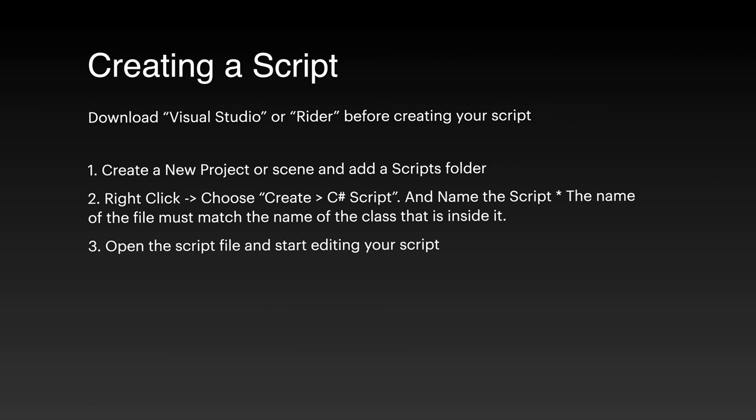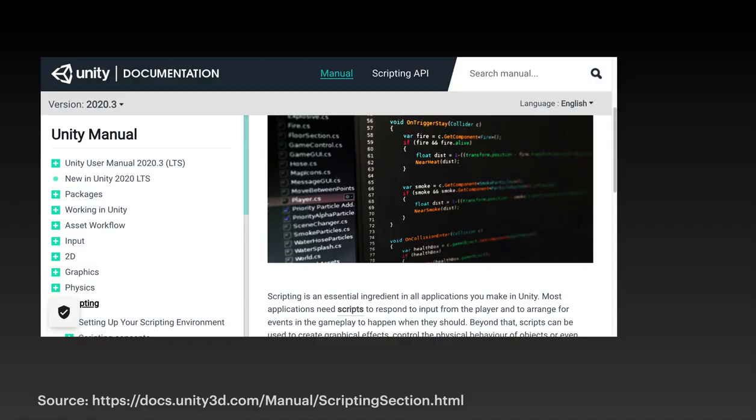The second step is to right click and create a C# script from the drop down. Remember to name your script, and the script's name and its class need to match, which means the script's name and the class of the script need to be the same. Number 3, open the script file and start editing your script.